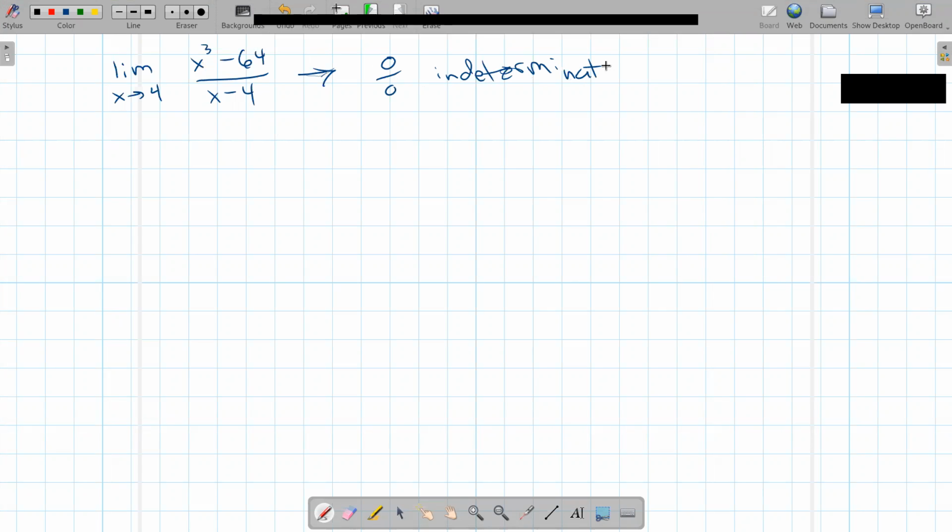Indeterminate. And indeterminate 0 over 0 could be 0, but it could be 1. It also could be infinity, and it could be 3 or pi or 7 or 1/2. Who knows? Okay, so it may exist, it may not exist. So we have to do some work on this.